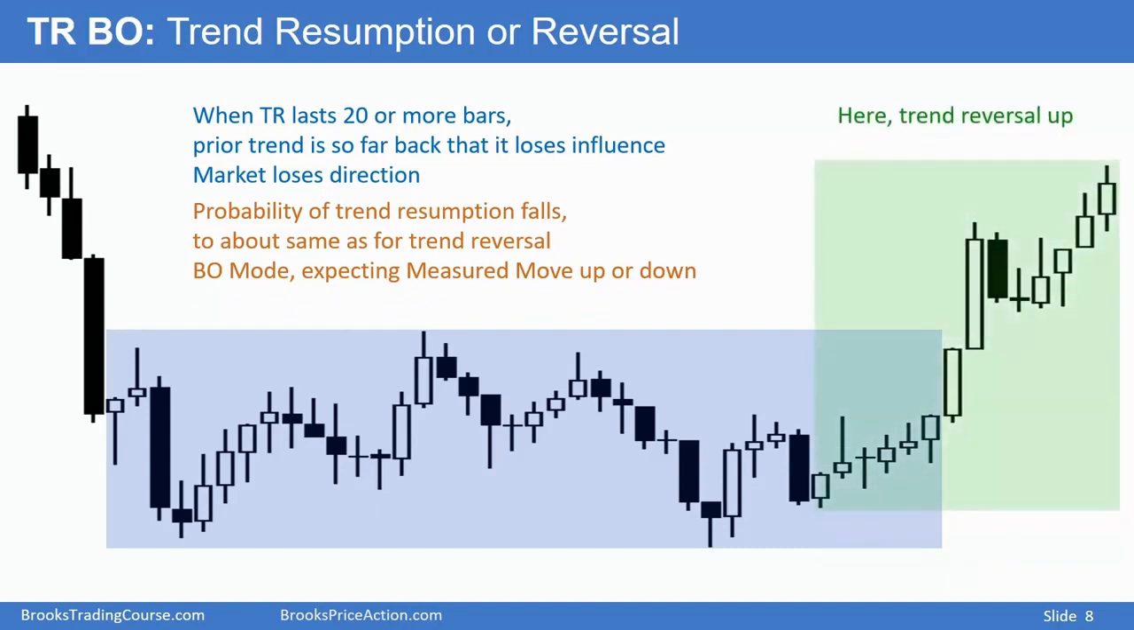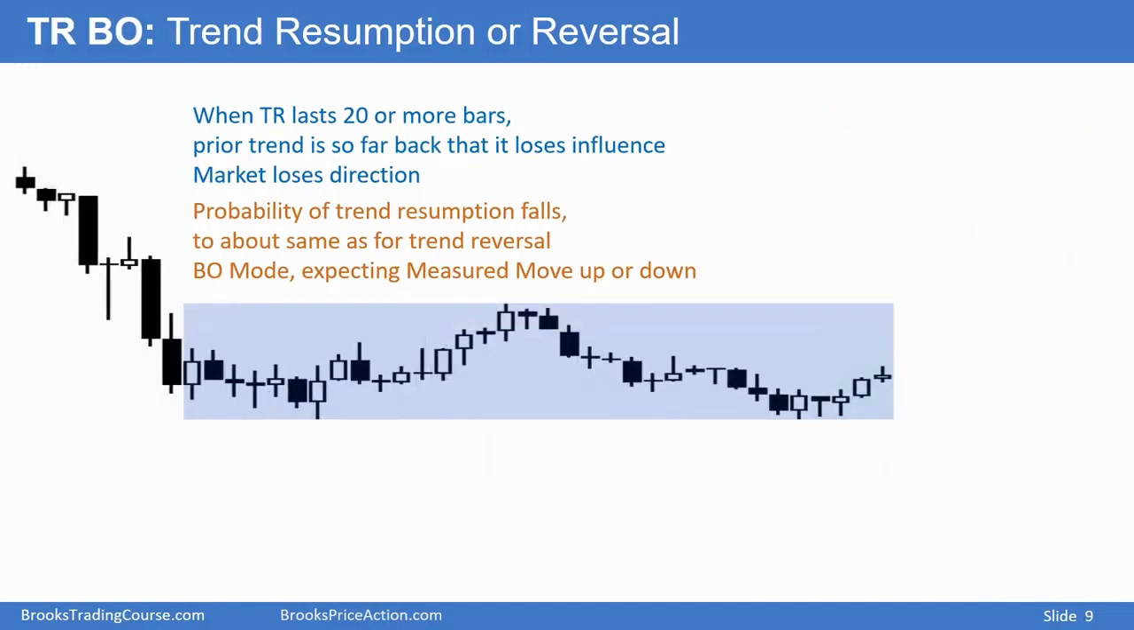And here we got trend reversal. Bear trend, head and shoulders top, bear flag, but we ended up getting a bull breakout. Because, as I said, once a pullback grows to 20 or more bars, it's a trading range and it's neutral, and the probability of a reversal is about the same as the probability of trend resumption. Bear trend, trading range, 20 or more bars, probably about 40 bars here. 50-50 chance you'll get a reversal, 50-50 chance you'll get trend resumption down.